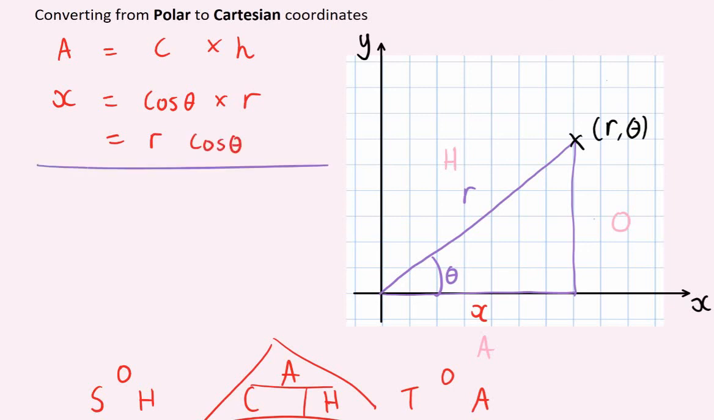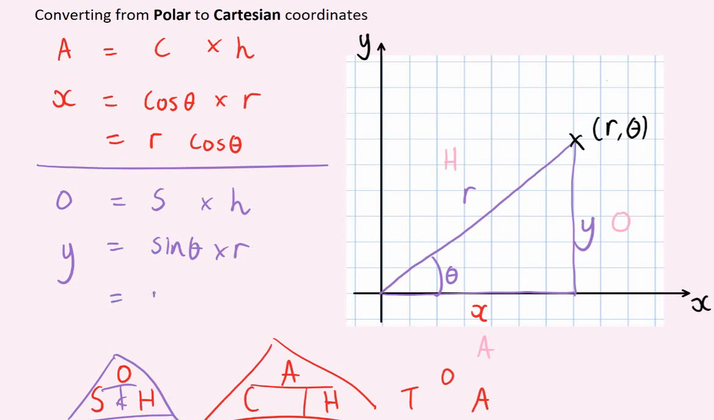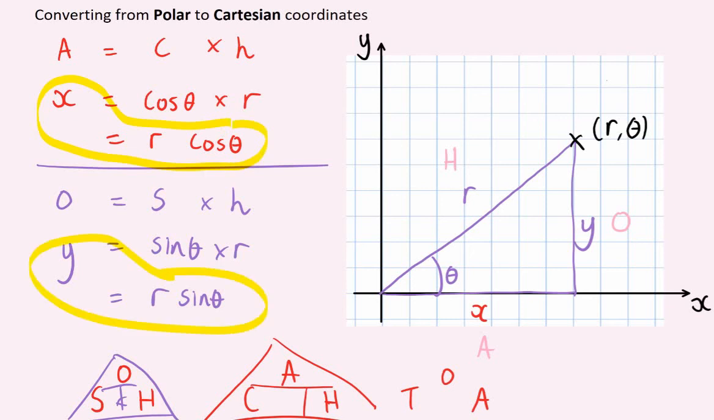We can then do the exact same thing for my y coordinate. For that, I want to work out the opposite, so I'm using the SOH triangle. Opposite would be sine times hypotenuse, which means y is going to be sine theta times r, and again that is normally written as y equals r sine theta. So this here is how you convert from polar coordinates to Cartesian coordinates. Okay, and that can be really useful.